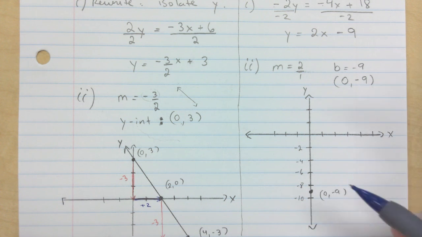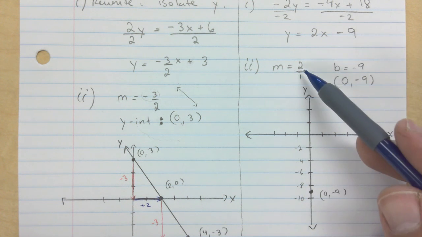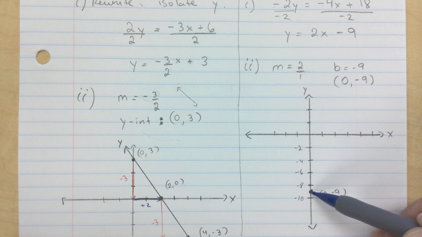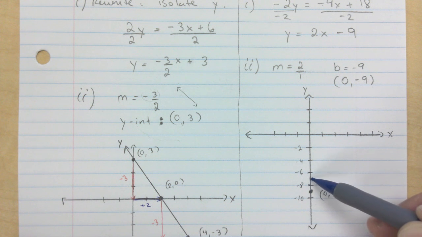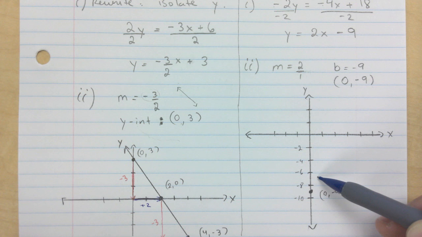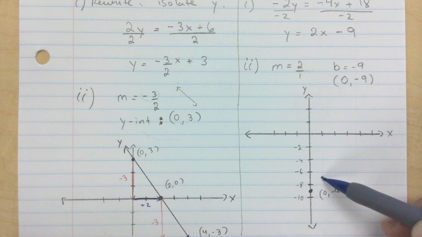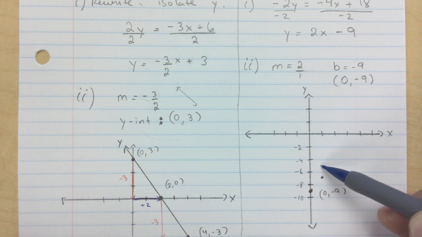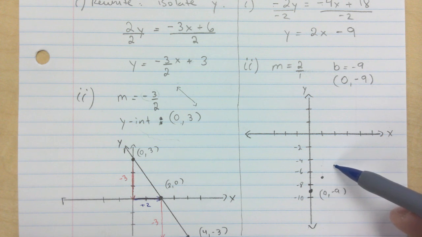Okay, I'll label that. I'm going to use my slope. So I'm going to go up 2, right? And over 1. So this is technically 1, 2, you get to here, over 1. So I'm going to line it up with this marker here, right? And then you can keep going, 1, 2, over 1.